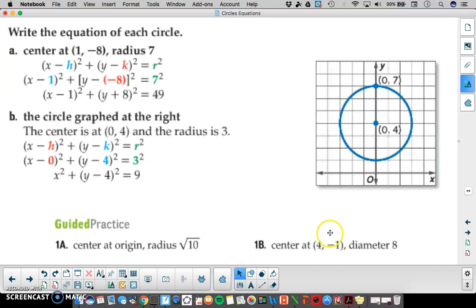Here are 2 practice problems I want you guys to try. Write the equation of each of these circles with a center at the origin and a radius of the square root of 10. A center at 4, negative 1 with a diameter of 8.